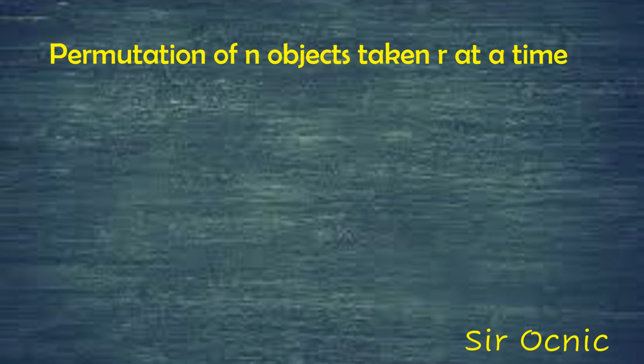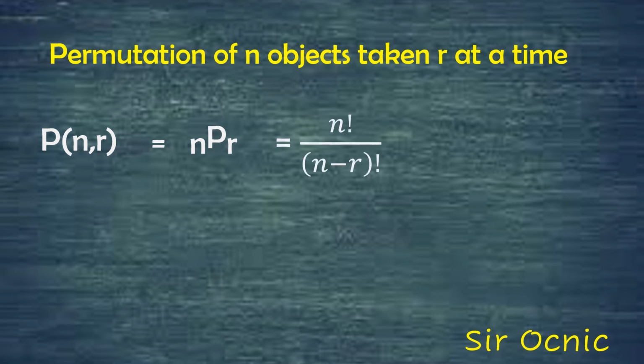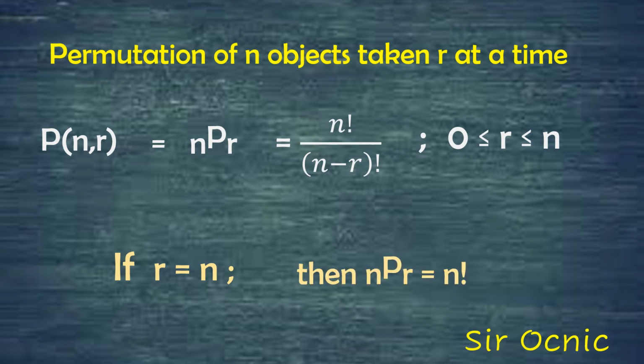The permutation of n objects taken r at a time is denoted by P(n, r), or nPr, which is equal to n factorial all over the quantity n minus r factorial, wherein r is greater than or equal to 0 but less than or equal to n. Take note that if r is equal to n, then nPr is equal to n factorial.